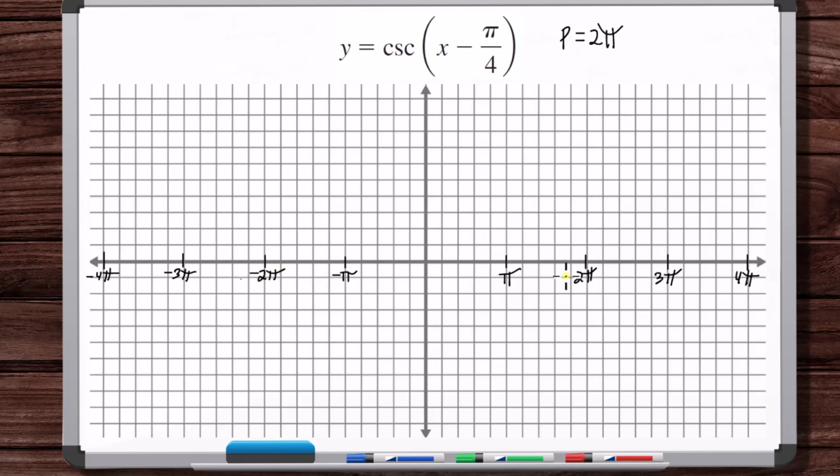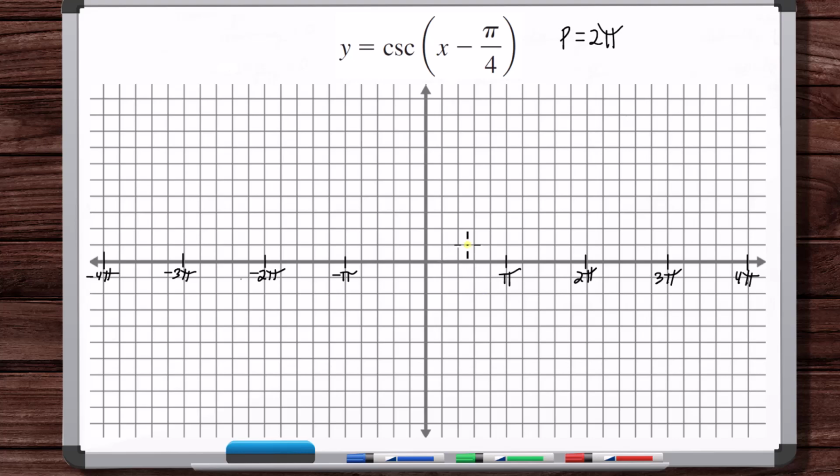Okay, let's draw the asymptotes. So we'll have a vertical asymptote here at x is equal to pi, we'll have one at 2 pi, and then we'll have one at x is equal to 0. That's the standard cosecant. Oh, well, no, I'm sorry. That's incorrect because it's shifted pi over 4 to the right.